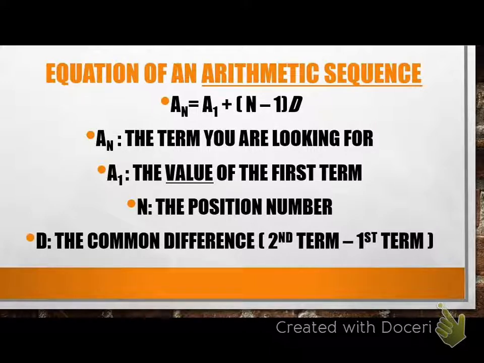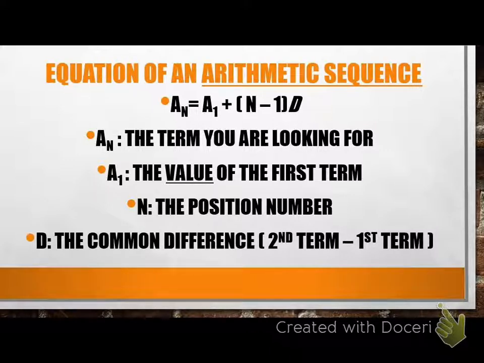You also heard me say n minus 1 times d. If you look at this formula, there's a parenthesis and the letter d with nothing in between them. What operation is that? Multiplication. So that's why when we read it, we're going to say times d.